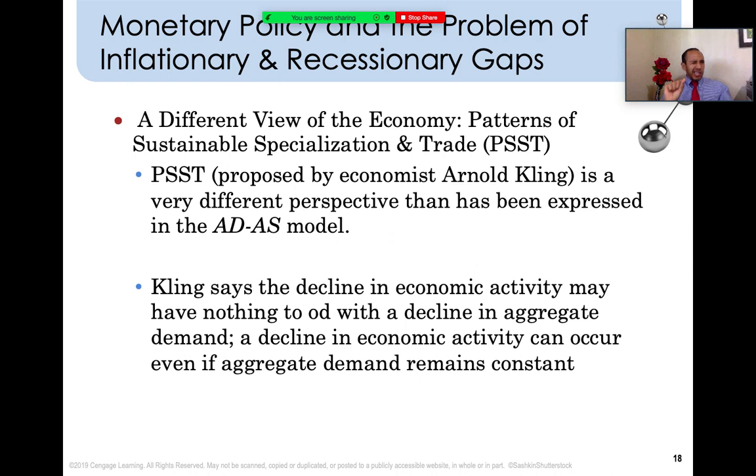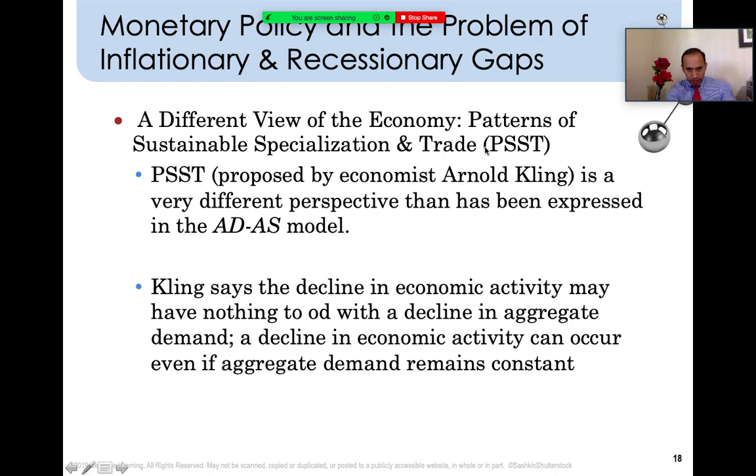You can say that COVID-19 generated a decline in economic activity. It was not demand induced. Actually, people rushed to the stores to buy stuff. Investment was fine, aggregate demand was good, it was constant, and the economy was well. But then we had this crisis. So Kling stated that it's possible, but rare, that a decline in economic activity may have nothing to do with a decline in aggregate demand. It could be something else.